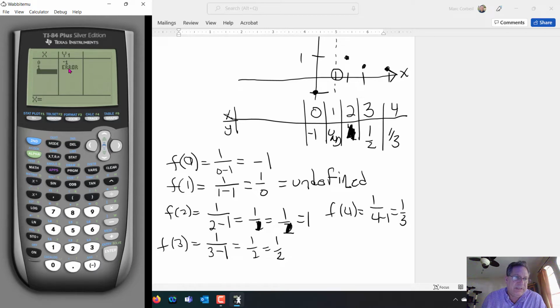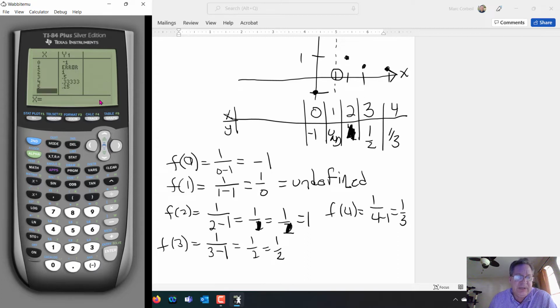My calculator puts in error because that's what it does for undefined. 2, 3, 4. Notice the calculator helps me out. It does these calculations really well for me and quickly. It does not give me fractions though, it only gives me decimals, but that's what we got. 5, I can go through this.